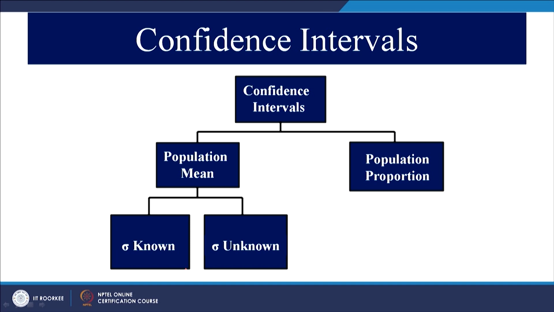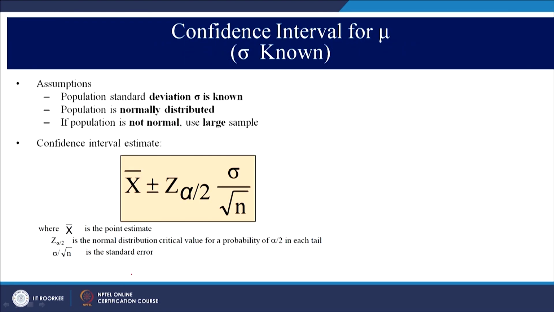for population mean. Now, we can calculate confidence interval for population proportion as well, population variance as well. So, you can have different types of population parameters. First we will look at the confidence interval for population mean, and in this case, first we will look at when the standard deviation of the population is known. So, we will take this situation where standard deviation is known.